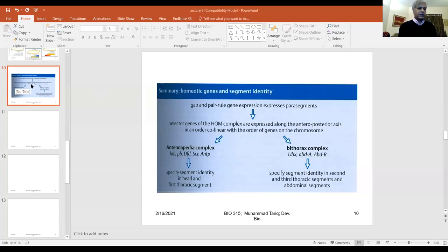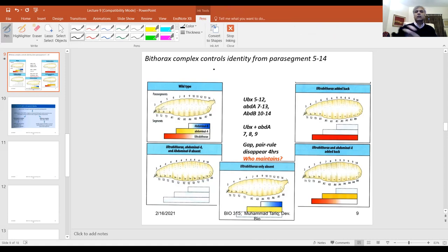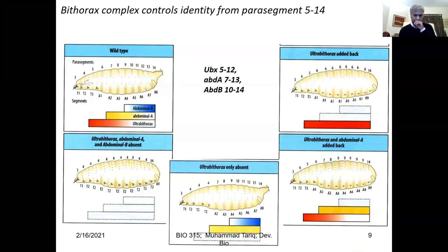As I told you before this short break, we are going to learn how we can use different cell and molecular biological tools, or genetic tools, to study development. We are going to take the example of a homeotic transformation and see how, through molecular biological tools, we can understand this question of homeosis.